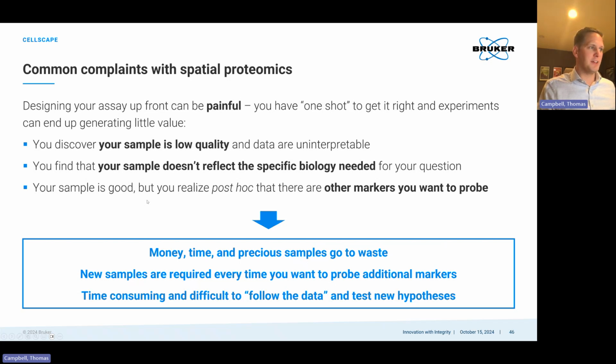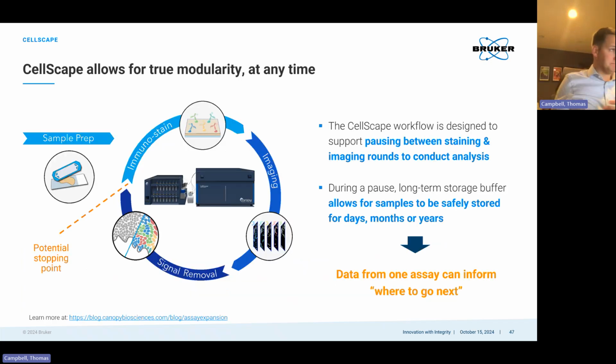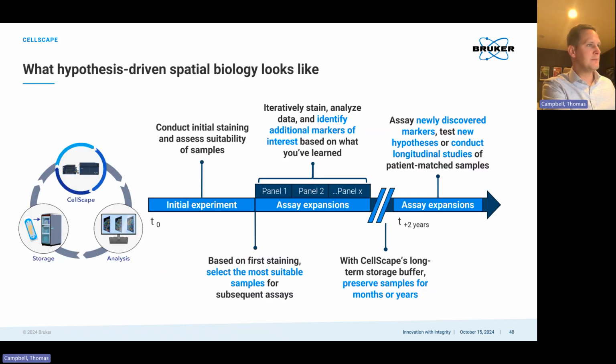Or maybe your sample is good, but as you analyze those results, you realize post hoc that there are additional markers you want to probe, and so this can lead to money and time and precious samples going to waste. Because we use, again, really gentle chemistry for all of the staining and image acquisition and signal removal, we have the ability to stop and store the sample and come back to it at many points over the course of days and months and even as long as 2 years.